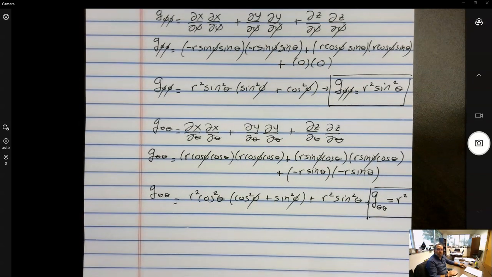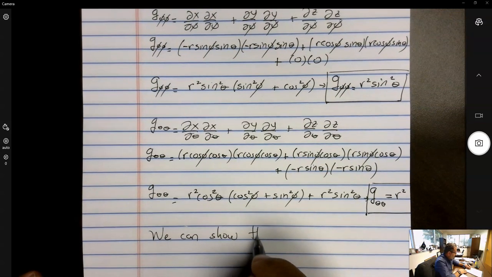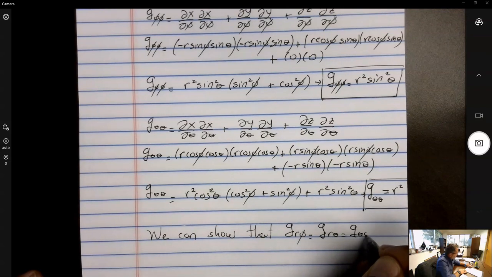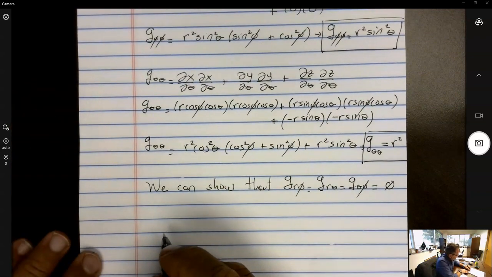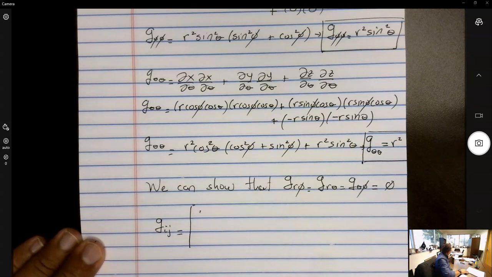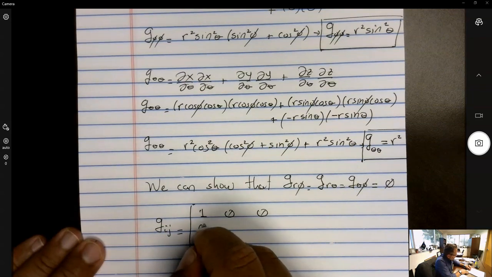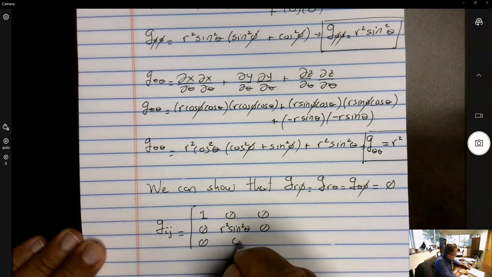Okay, so those are the 3 diagonals. We can show, and I'm not going to go through the process, that g r phi is equal to g r theta, which is equal to g theta phi, which are equal to 0. So the metric tensor g ij is equal to 1 0 0, 0 r squared sine square of theta 0, 0 0 r squared.